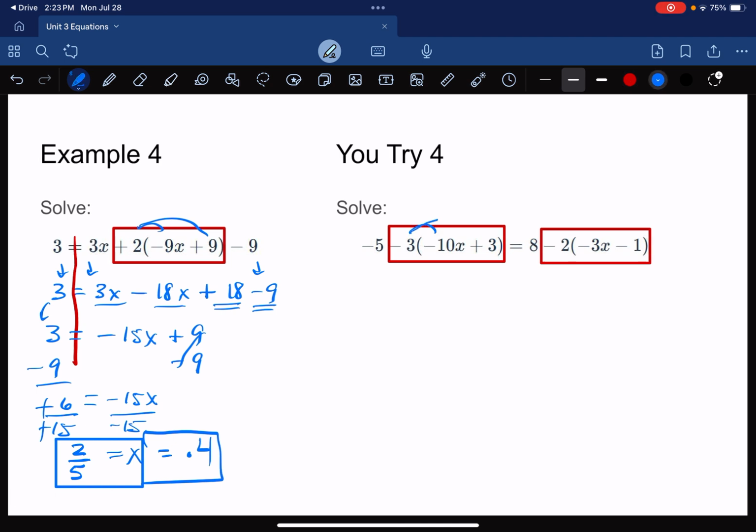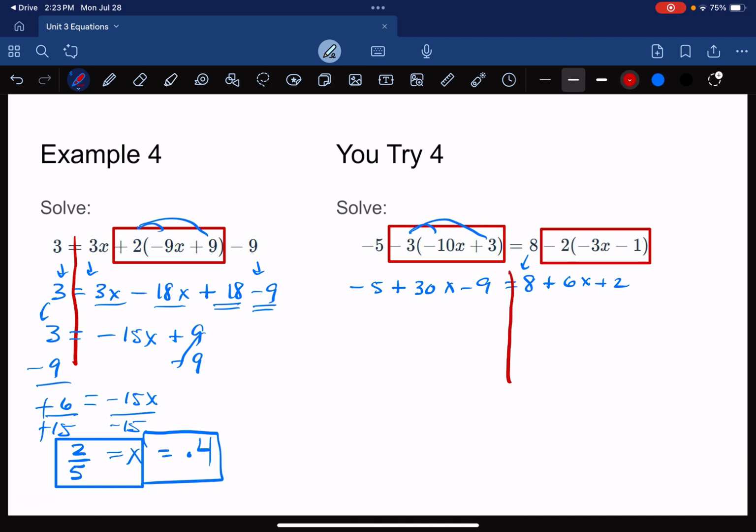So negative 5 comes down. Negative times a negative is positive 30x. Negative positive is negative 9. 8 just comes down. Negative, negative, positive 6x. Negative times negative, positive 2.